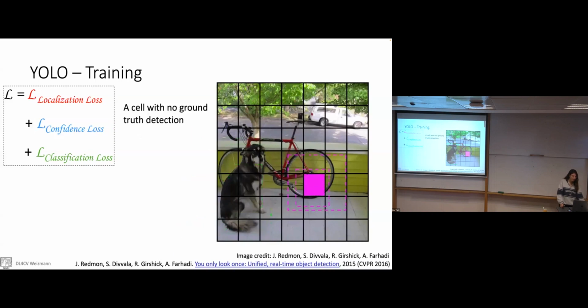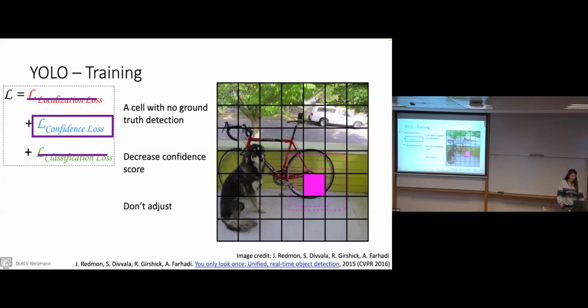All right, so if we also examine a cell that doesn't have a ground truth detection, like we had before for the dog, it's just another cell. So the only thing we want to do with such a cell is decrease its confidence score, whatever bounding box it evaluates. So we don't touch the localization or the classification. We only want to decrease the confidence.